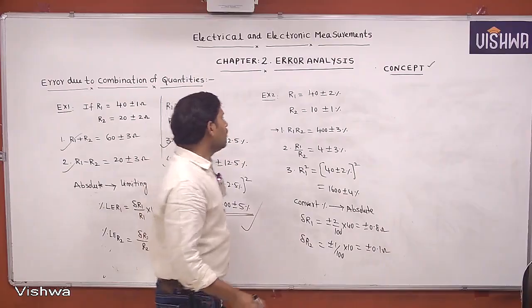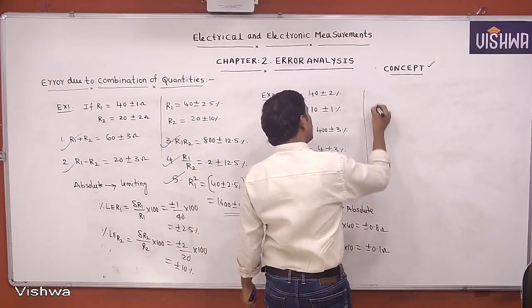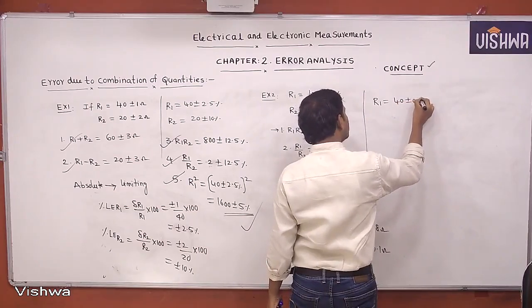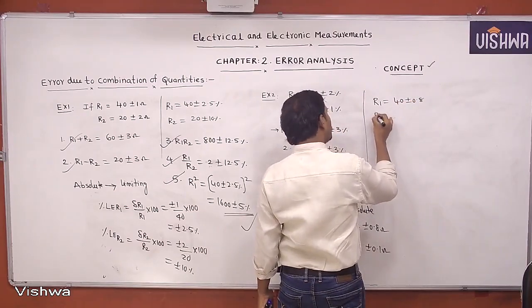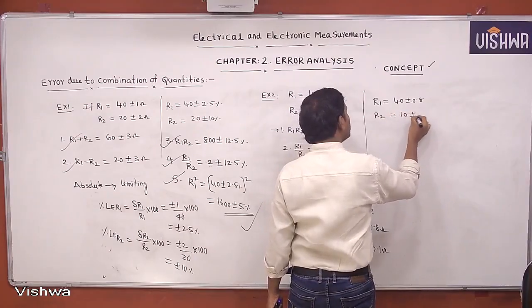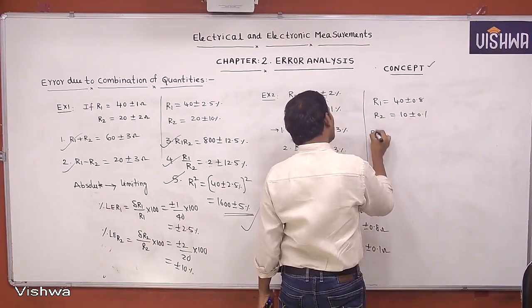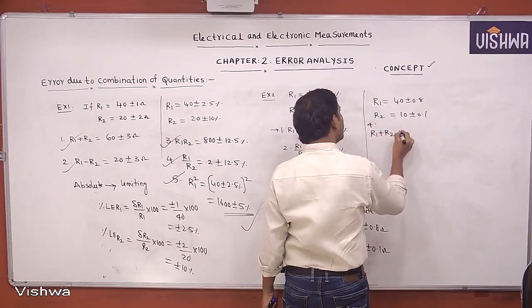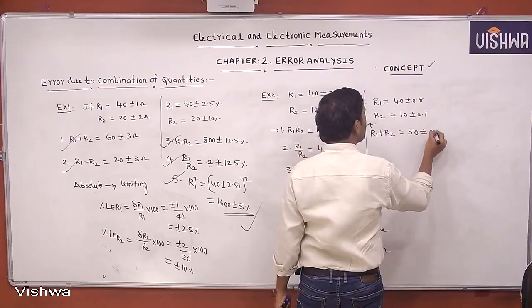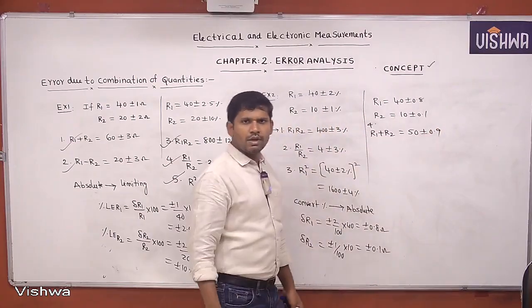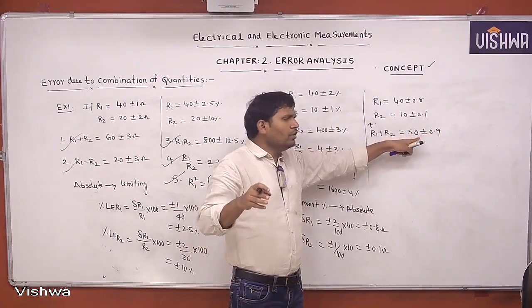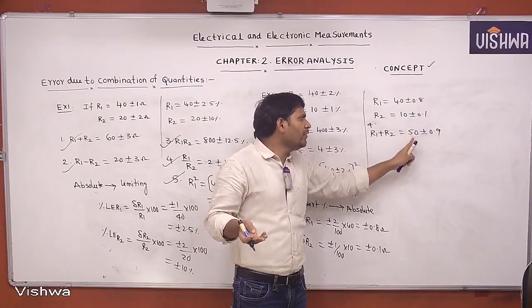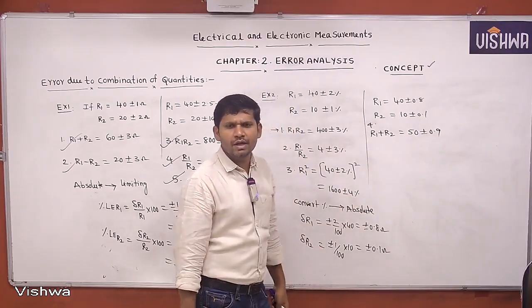After converting into absolute form, what is R1 equal to, you tell me. 40 plus or minus 0.8. What is R2? 10 plus or minus 0.1. Now you tell what is R1 plus R2. This is the fourth one, take. What is R1 plus R2 equal to? 50 plus or minus 0.9. If you want, again you convert into percentage form also. To convert into percentage, 0.9 by 50 into 100, that you can get in percentage also.